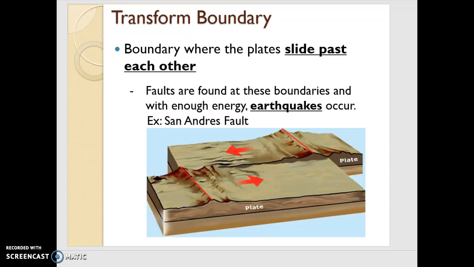Okay, our last type of boundary is transform, or the sliding boundary. So they slide past each other, and the tension is so great when they slide past each other that it causes earthquakes. So that's your landform that it makes, earthquakes. And a real-world example is the San Andreas Fault. So the picture you're going to draw is 2 plates sliding past each other. Then give me a little description. Landforms are earthquakes, and real-world example, San Andreas Fault.